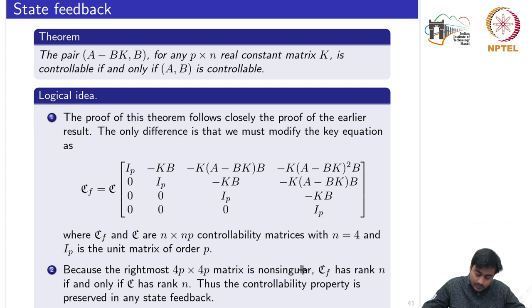Another conclusion we made at that time is that the controllability property would be preserved in any state feedback if the original pair is controllable. Then under any K, the pair (A minus BK, B) would also be controllable. But at the same time, we also notice that the observability property, which we would discuss subsequently, is not necessarily preserved.